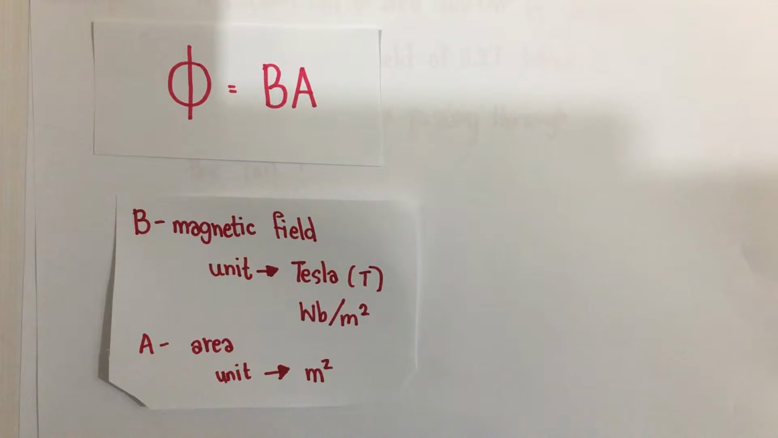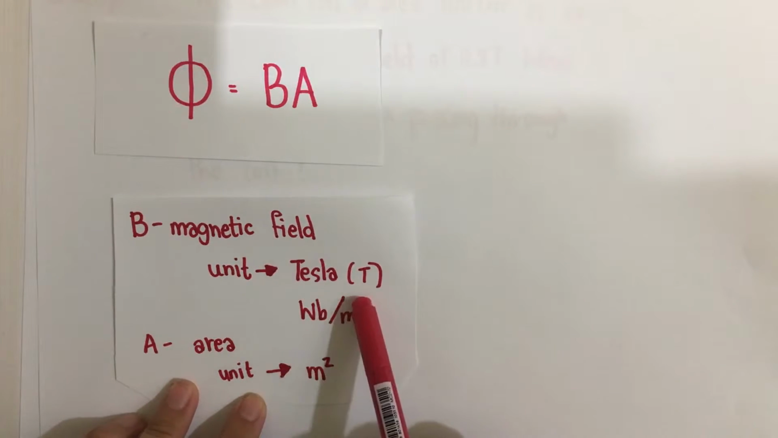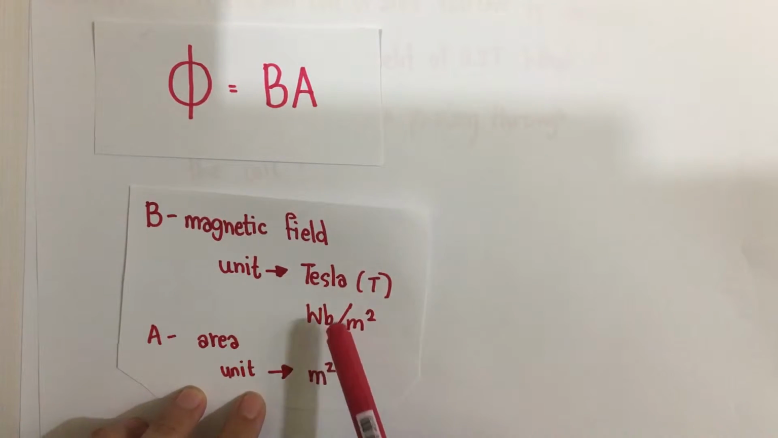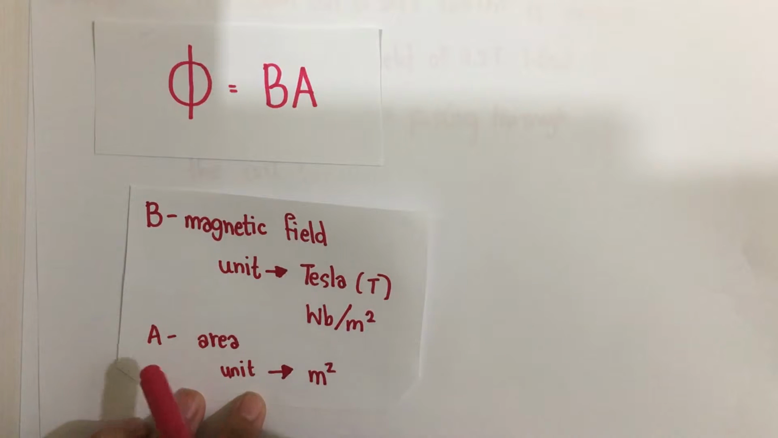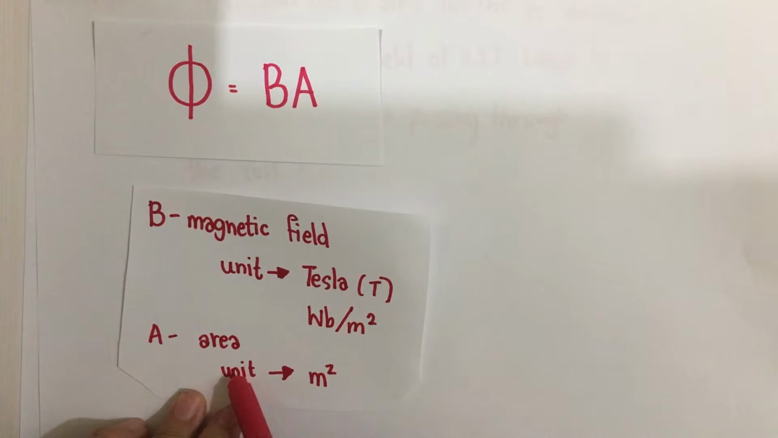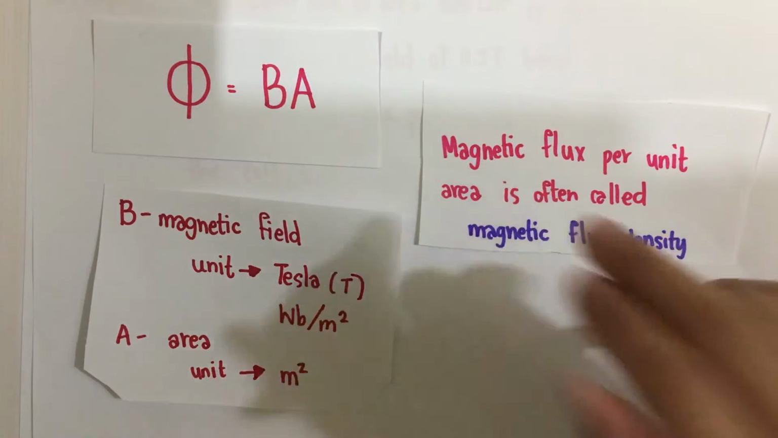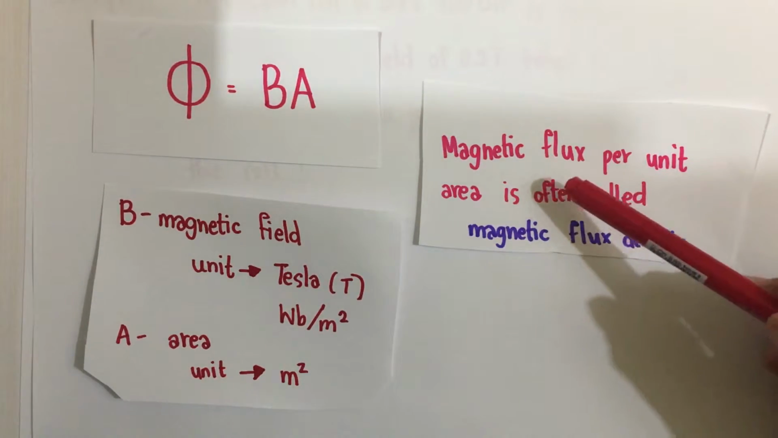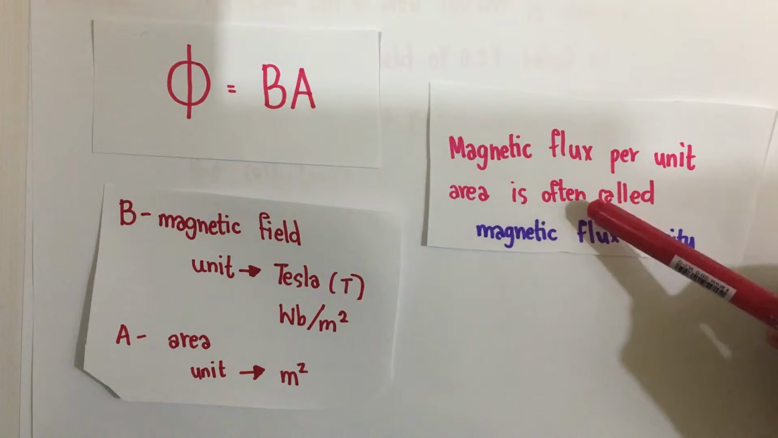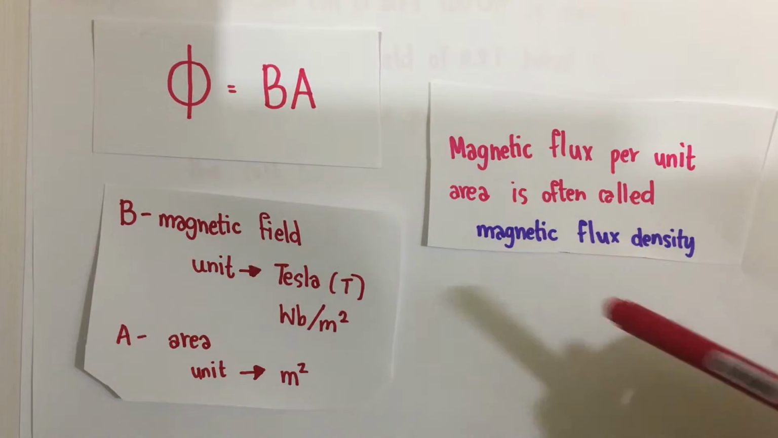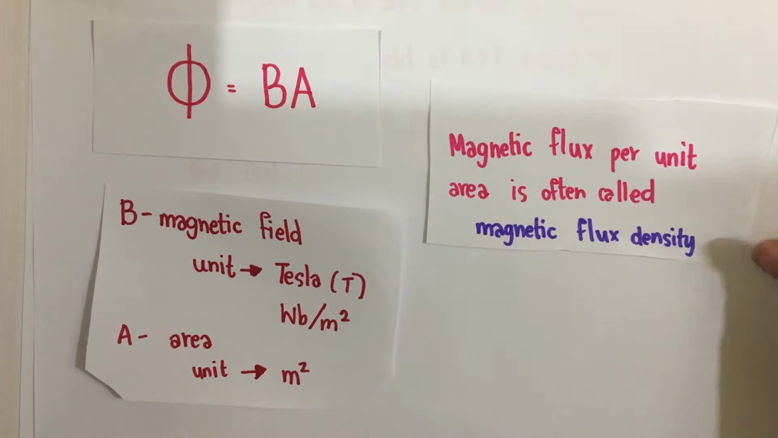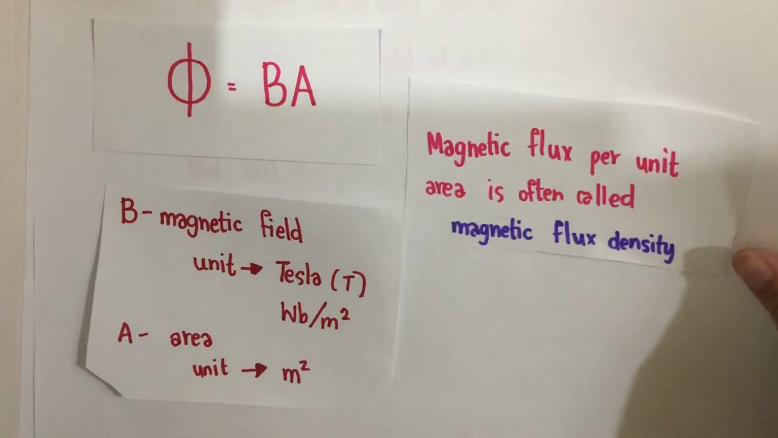B is magnetic field. Unit of magnetic field is Tesla or Weber per meter square. A is area. Unit of area is meter square. Magnetic flux per unit area is often called magnetic flux density. Let's do some examples.